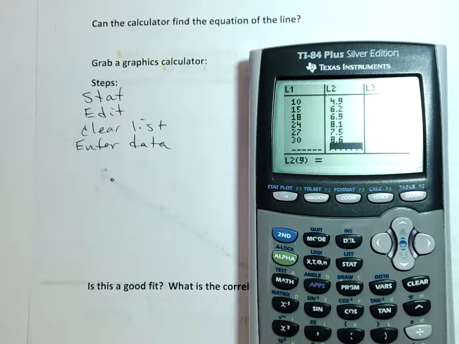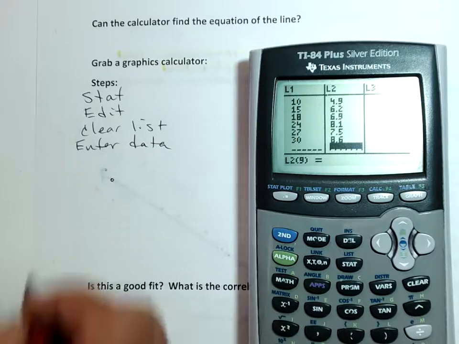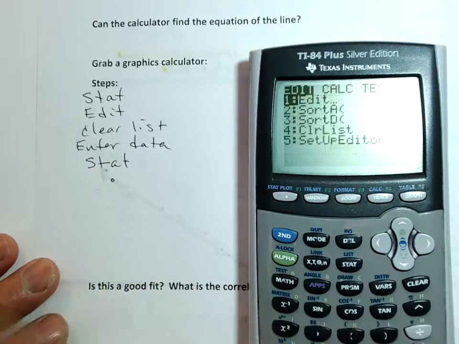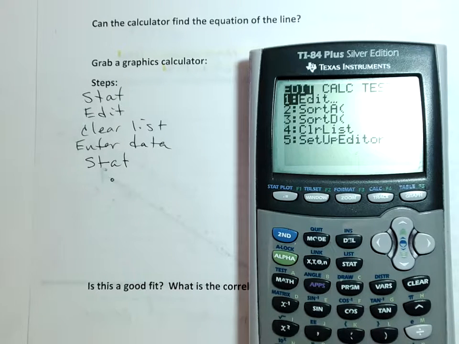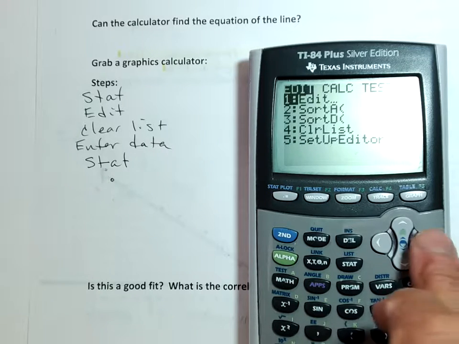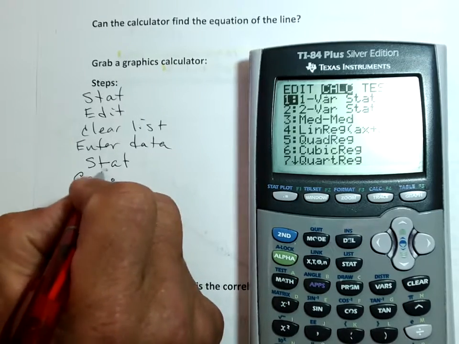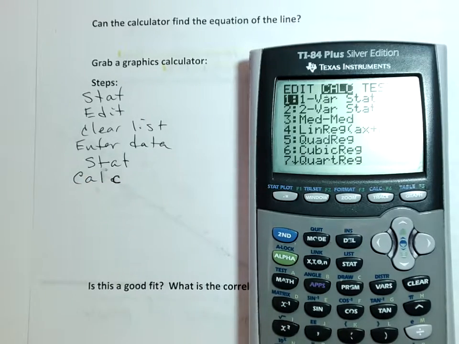Now we got to do something with our data. We need an equation, right? So here's what we're going to do. Hit your stat button again so we get our list of things. If I hit my stat button again, I don't want to edit because I've already edited, right? But what I want to do now is calculate an answer. So I move my cursor over to calculate.